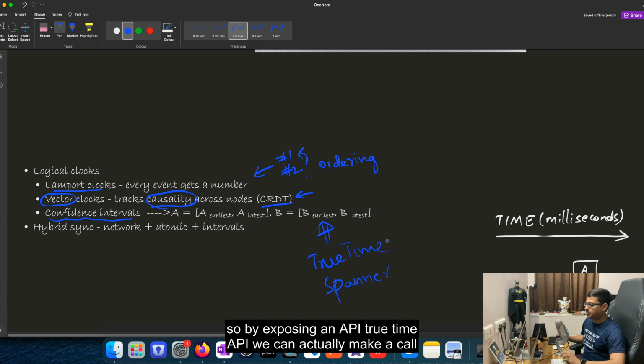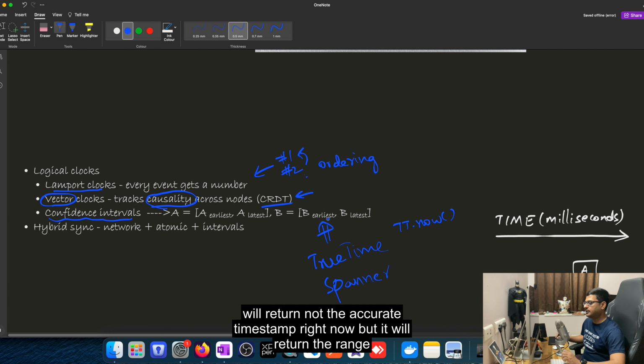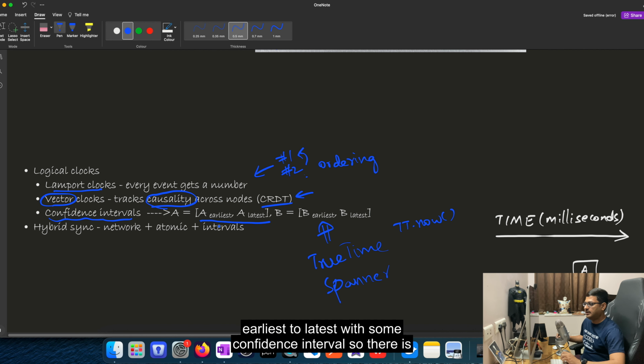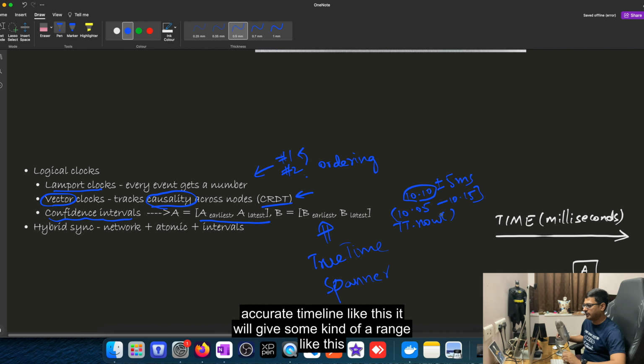By exposing an API, the TrueTime API, we can make a call to the TrueTime server and ask, hey TT, what is the timestamp now? It will return not the accurate timestamp, but a range, earliest to latest, with some confidence interval. So there is some timestamp, let's say 1010, with an interval difference of plus or minus 5 milliseconds. So the time could be 10.05 to 10.15. Somewhere in this range is the time. Instead of giving an accurate time like this, it will give a range like this.